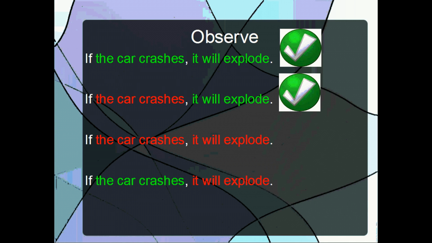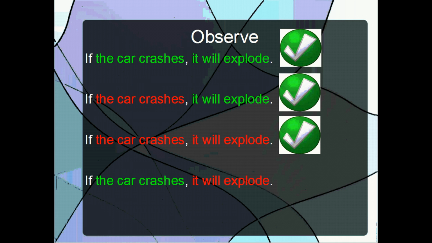Now let's say it's false that the car crashes and it's also false that it will explode. That conditional proposition is true, because it could be that a car sits idly in a parking lot, undisturbed by people, undisturbed by nature. It just sits there, so nothing's going to happen to it. It's not going to explode.